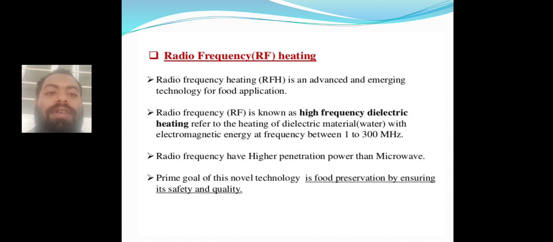Radio frequency, RF heating, is an advanced and emerging technology for food application. Radio frequency RF is known as high frequency dielectric heating, as it refers to the heating of dielectric material, water, with electromagnetic energy at frequency between 1 to 300 megahertz. It has higher penetration power than microwave. The prime goal of this novel technology is food preservation by ensuring its safety and quality.